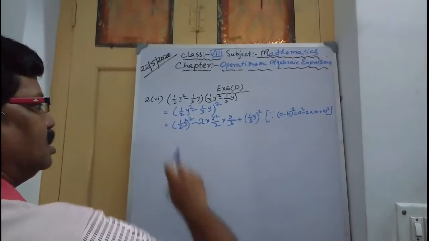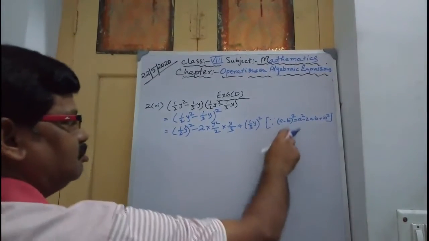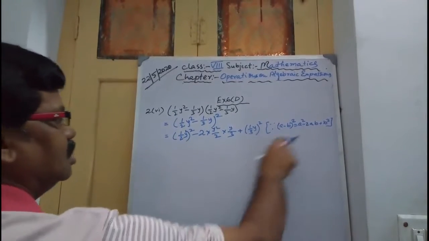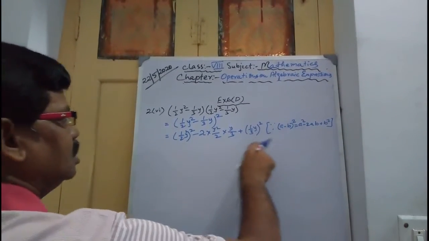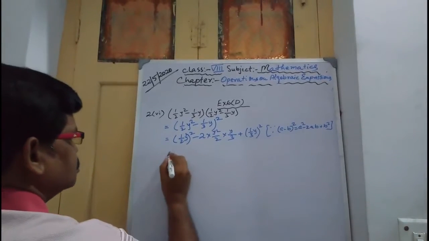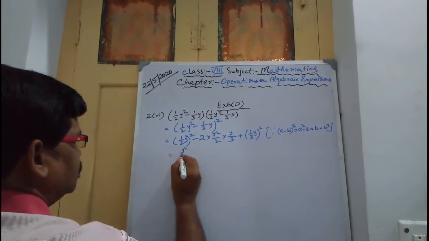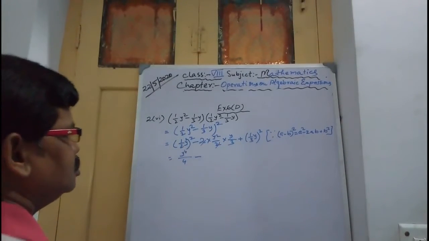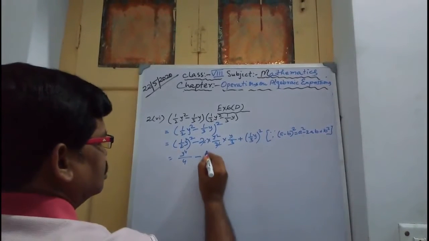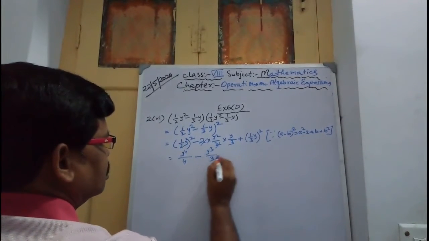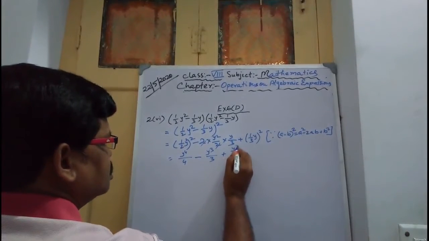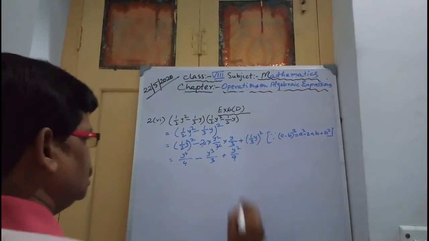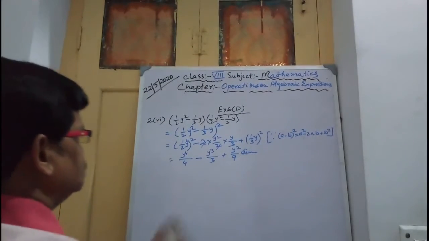In place of a, here is y²/2. In place of b, here is y/3. So a² − 2ab + b² gives y⁴/4 − 2·(y²/2)(y/3), which is y³/3, plus y²/9. So this is the answer.